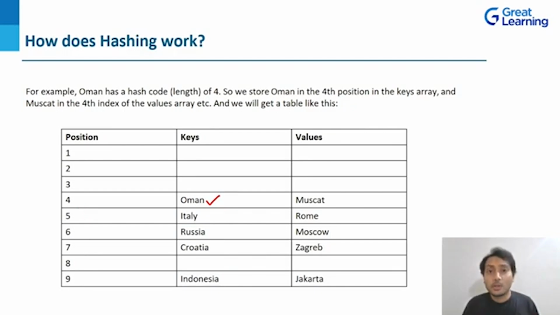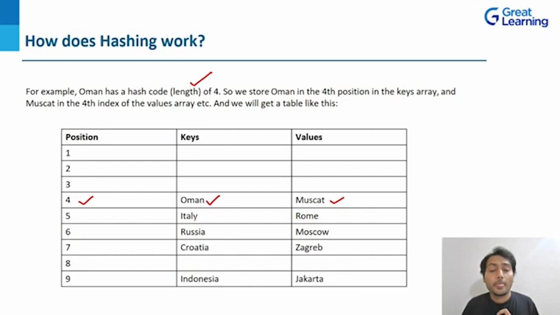Now in this example, to keep it very simple, what I've done is I've considered the count of that particular country name as the index value or the hash code. Say for example, Oman is 1, 2, 3, 4 letters, so it has a length of 4. So I've stored it in the index location 4. And the associated value is nothing but its capital city, which is Muscat.